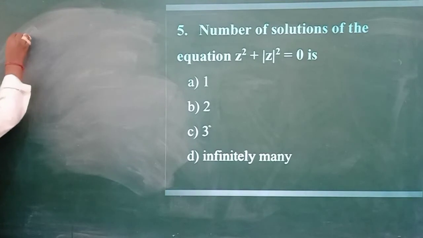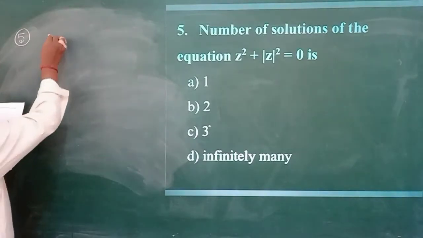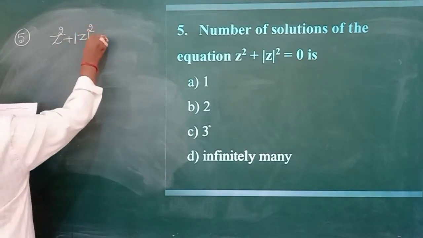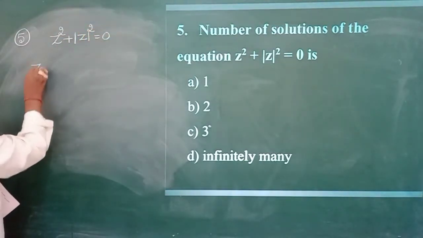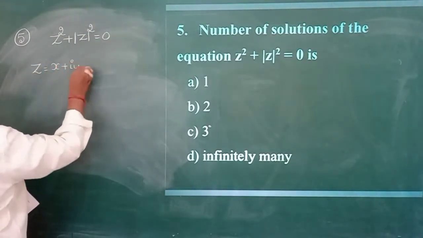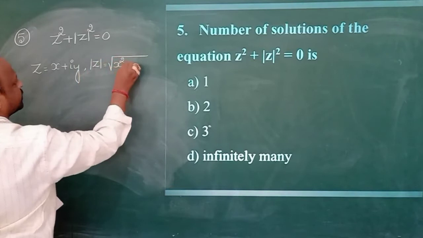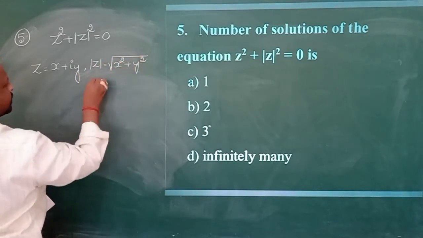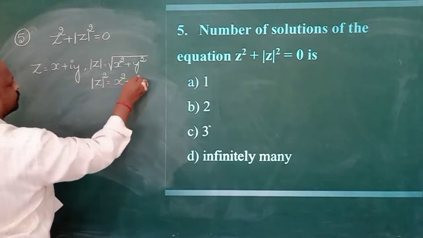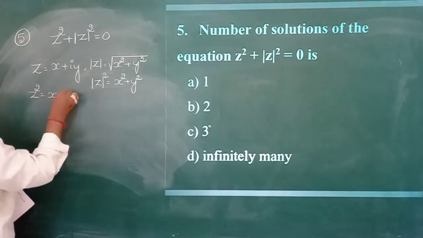Fifth one, the number of solutions of the equation z square plus mod z square is equal to 0. So before going to this, the formula: z is equal to x plus iy. Mod z will be square root of x square plus y square. Mod z square will be x square plus y square. And z square is x plus iy whole square.